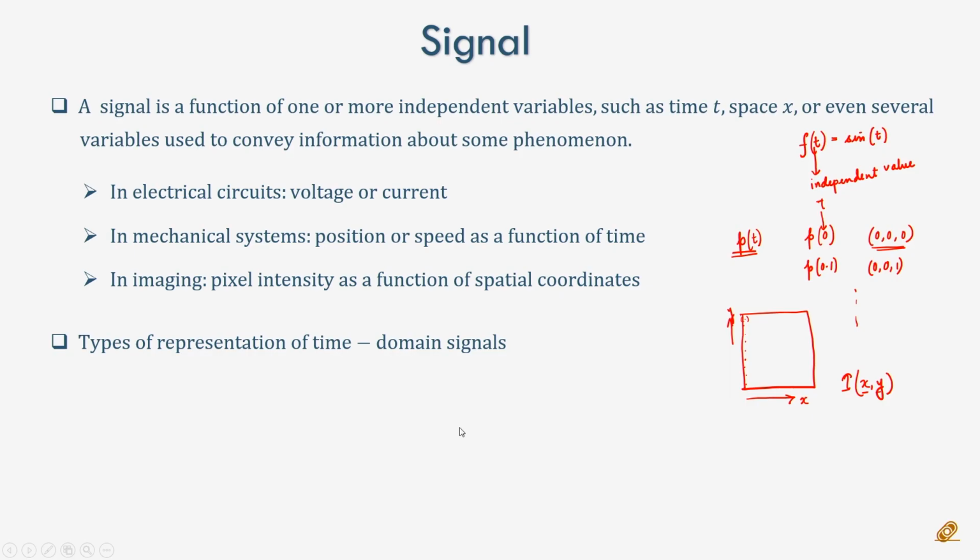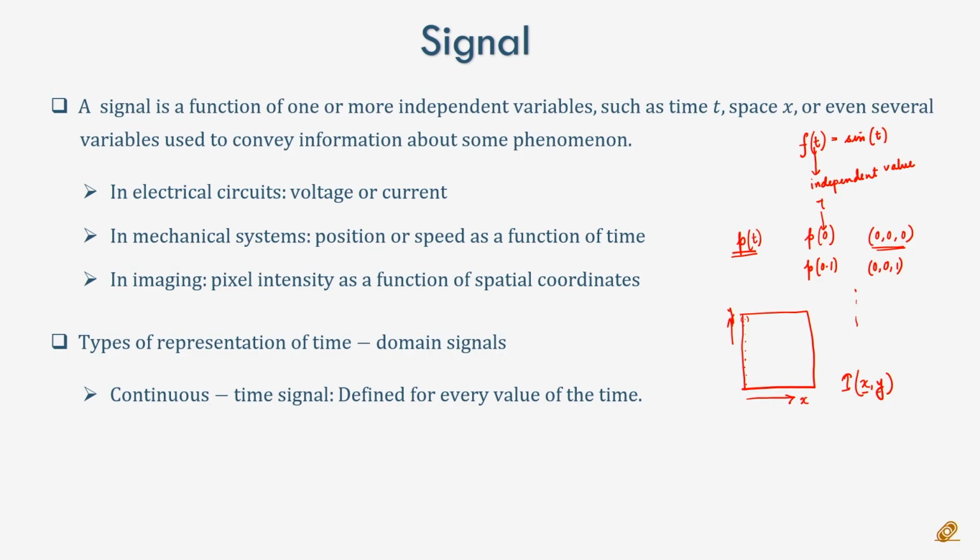So what are the different types of time domain signals? In this course, most of the time we will be talking about time domain signals only. What do you mean by time domain signal? A time domain signal means the independent variable is time. So when we are representing the signal as a function, the independent variable is time. There are two types of time domain signal: one is the continuous time domain signal and the other is the discrete time domain signal.